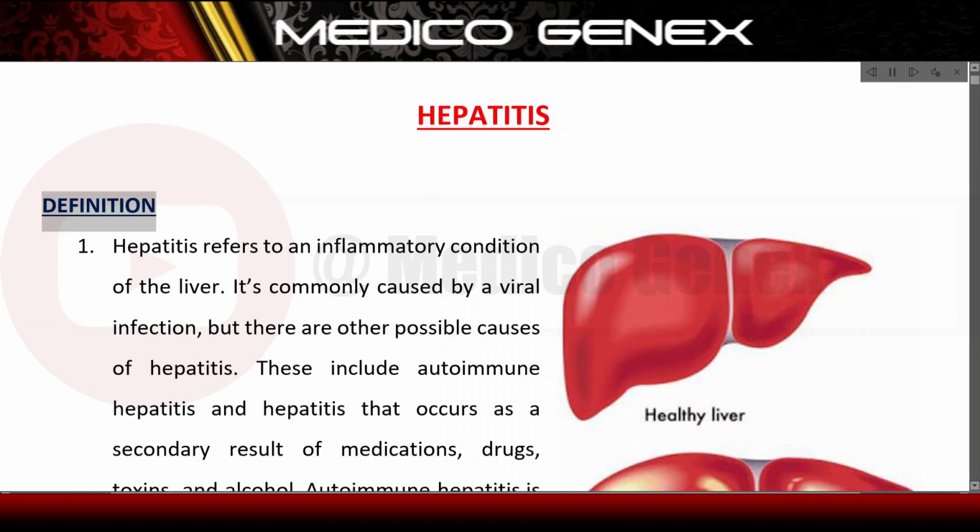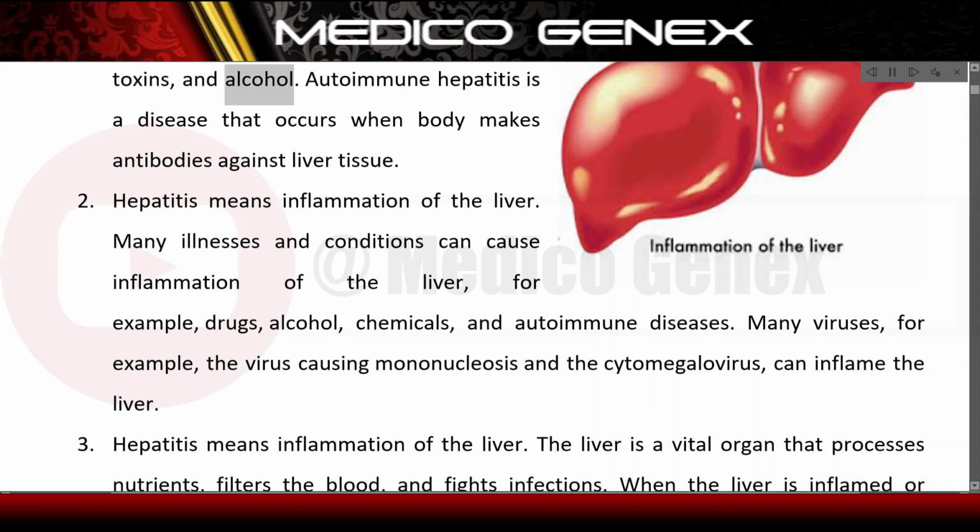Hepatitis. Definition. Hepatitis refers to an inflammatory condition of the liver. It's commonly caused by a viral infection, but there are other possible causes of hepatitis. These include autoimmune hepatitis and hepatitis that occurs as a secondary result of medications, drugs, toxins, and alcohol. Autoimmune hepatitis is a disease that occurs when the body makes antibodies against liver tissue.